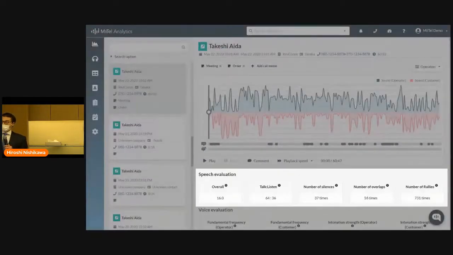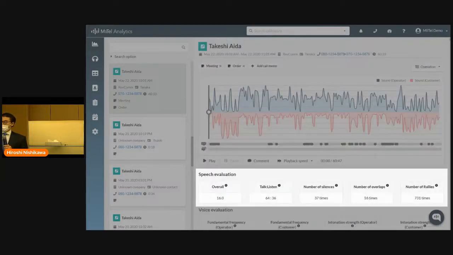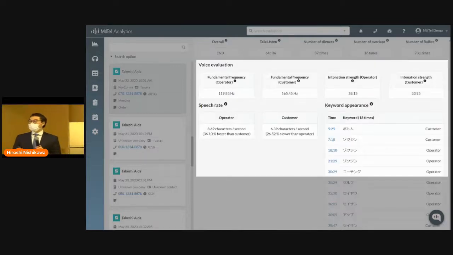And the whole conversation is analyzed and visualized like this. In terms of how, you'd be able to see the talk ratio, number of silences, overlaps meaning interruptions, number of rallies meaning conversation back and forth, and the speech rate. How many characters per second the operator spoke and the customer did.